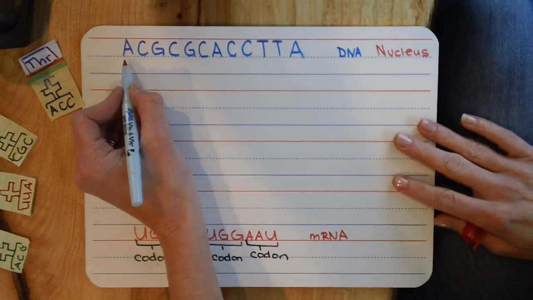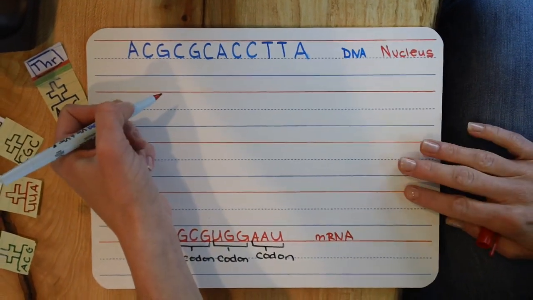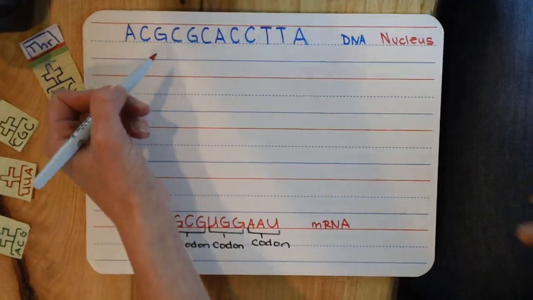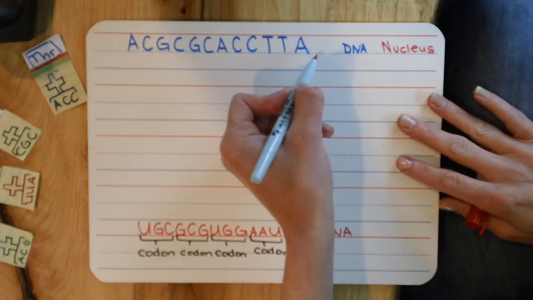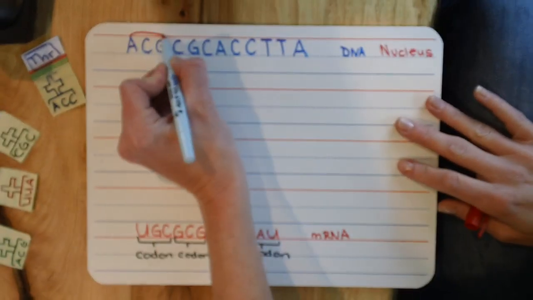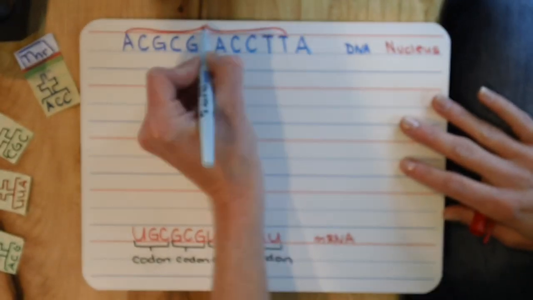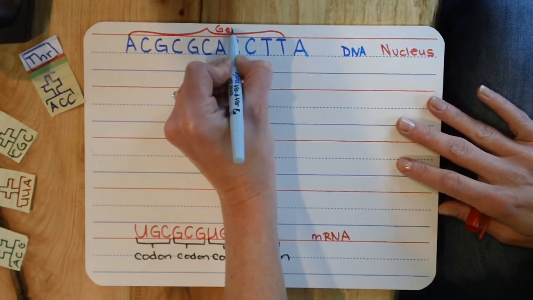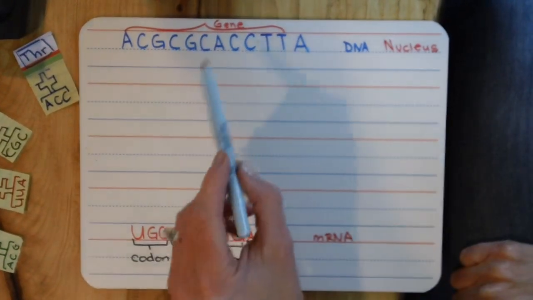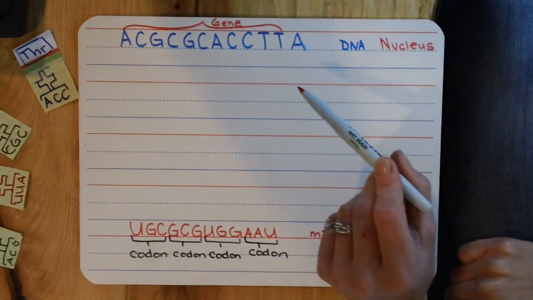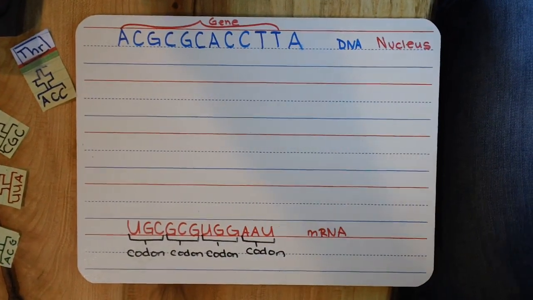Now your DNA, yes, it's made up of sugar and phosphate backbone, sorry guys, but the bases are the most important part. This is actually the gene, and the gene is what codes for a specific trait. And today we're going to talk about how this gene can be actually used to create a protein.